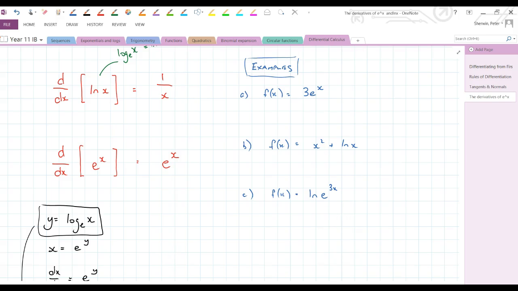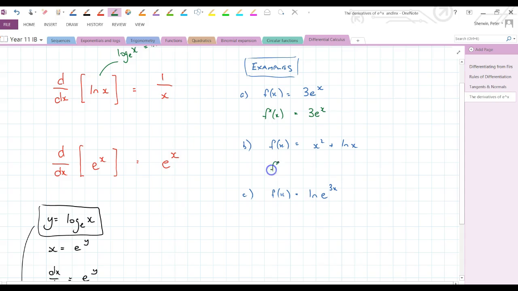Okay, a couple of examples and then we're done. f of x is 3e to the power of x. Then what is f dash x? Well, e to the x doesn't change, and the constant at the front doesn't affect things, so it's just 3e to the power of x. The derivative of any constant times e to the power of x will be that exact same function.